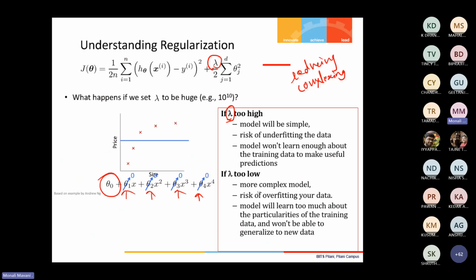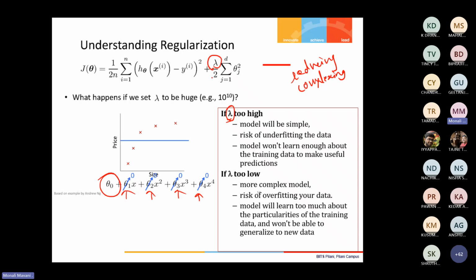At the same time, retaining the old theta values. We are not making all of them 0. That is where this regularization parameter lambda is important and plays a part. That's why it's a hyperparameter. There is no fixed way to tell which is a good value of lambda. So there are different hyperparameter tuning techniques.